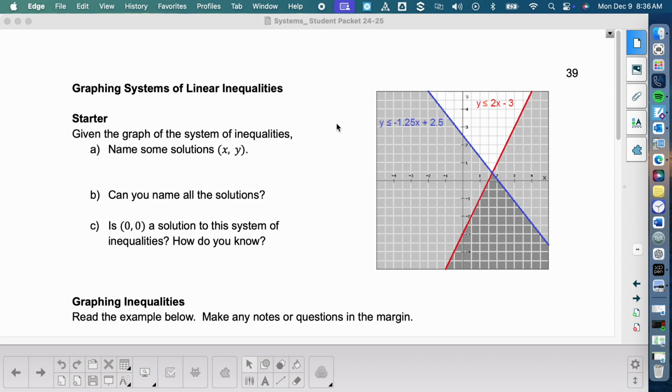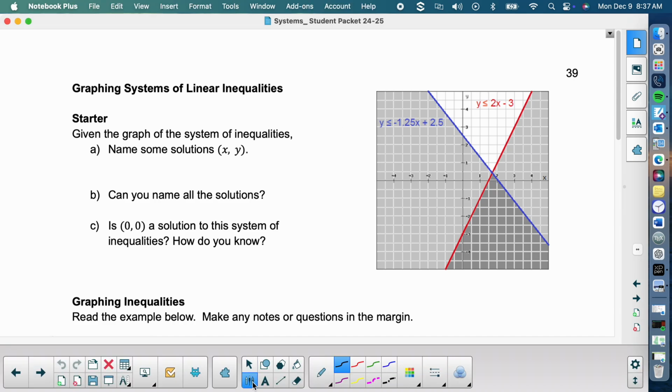What I was hoping you could tell me is, do you remember what the shaded section stands for? What's true? Sure, that works, that's perfect. So the shaded section is any pair of points that makes the equation true. Now what we're gonna do today is, we're gonna have two sets of equations at the same time.